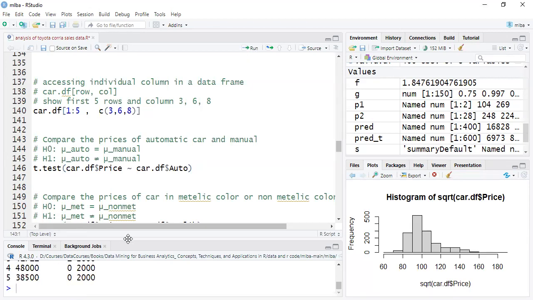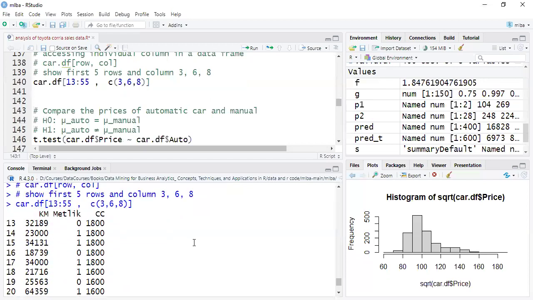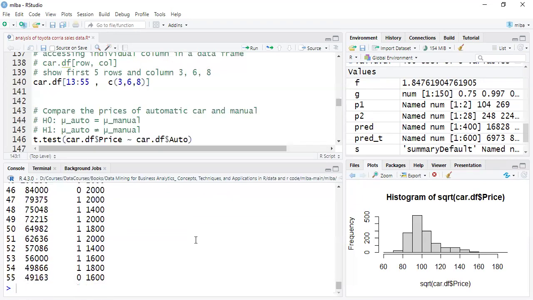Now the data is shown in the output. Row number 1, 2, 3, 4, 5. Column number 3, 6, and 8. Column number 3 is kilometer, column number 6 is metallic color, and column number 8 is CC. And this is the data segment of the first 5 rows. If you mention 13 up to 55, then the data from row number 13 up to 55 and these 3 columns will be displayed. So you can see the 3 columns and rows 13 up to 55 are there.